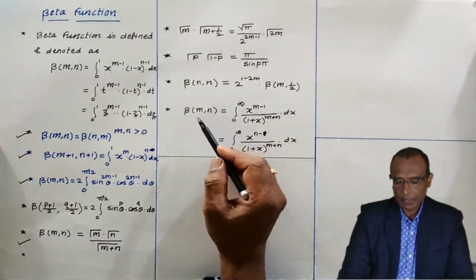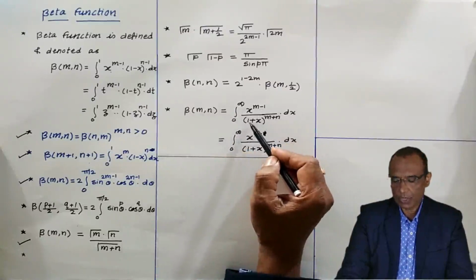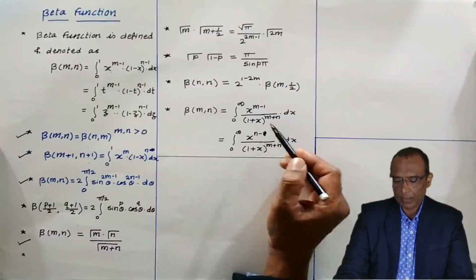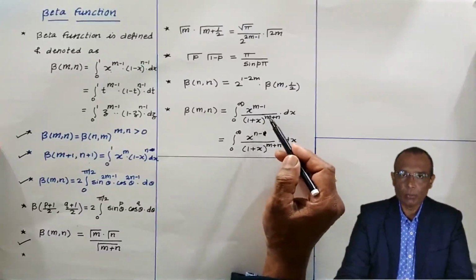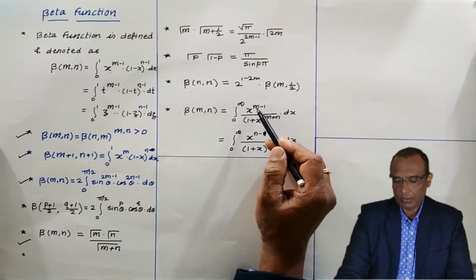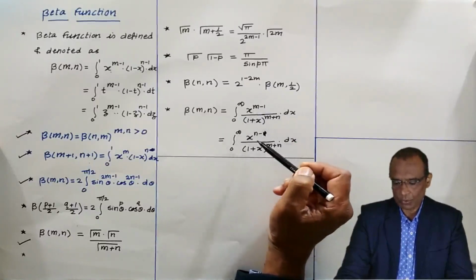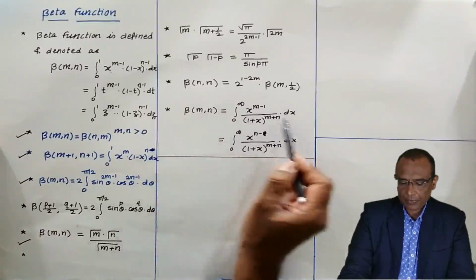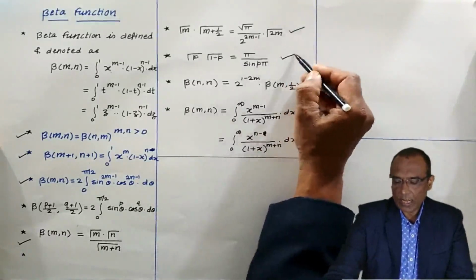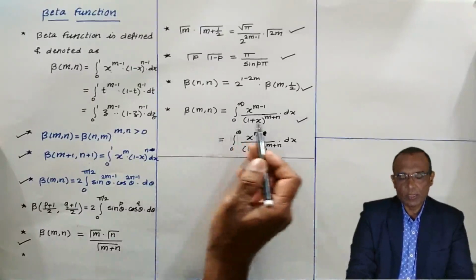Next result is beta(m,n) equals integral from 0 to infinity of x^(m-1) by (1+x)^(m+n), and this we have to integrate with respect to x. Here, as beta(m,n) and beta(n,m) are commutative, m and n may be replaced by n and m. Okay, so this is the beta function result. All those things are important as MCQ, multiple choice questions, and the proof of this I am not giving you. You can easily prove this one.